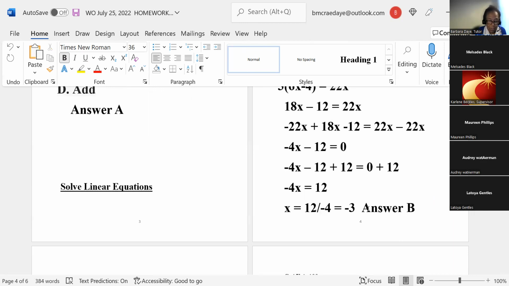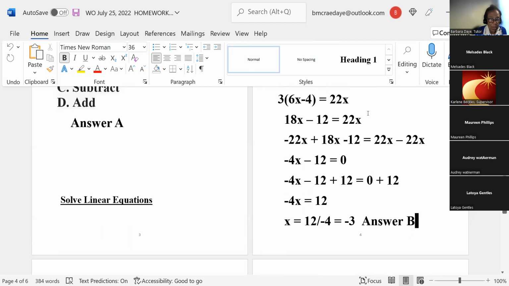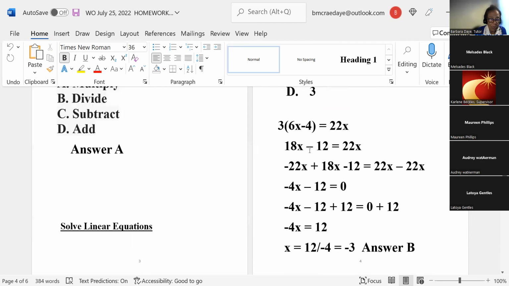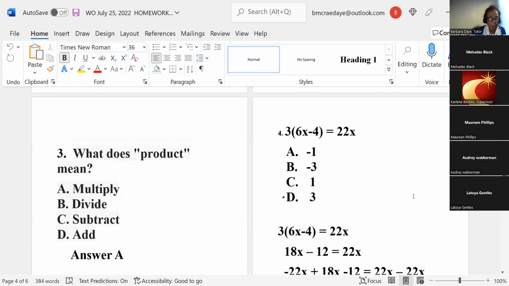Any questions on that problem? That was number 4. Now, the way Latoya did it, when she subtracted 22, some of you may want to subtract the 18x. Either way, you're going to get the same answer. Yeah, I do mine like that. You could take the 18x and subtract both sides, and you get the same answer. Okay, no difference. So what Latoya did is perfectly fine. Any questions on number 4?